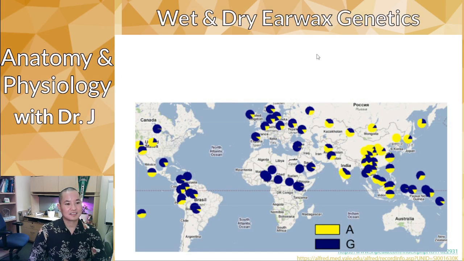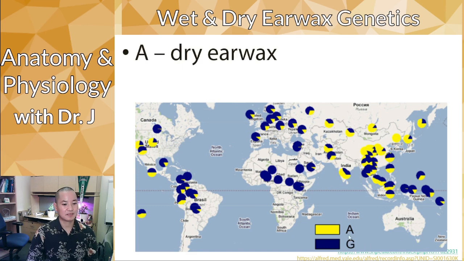And it's also linked to genetics, and different populations have different frequencies of wet or dry earwax. So what we have here is A or G, adenine or guanine. The countries and regions that are yellow are where you tend to find dry earwax. This is very interesting. In South Korea, almost 100% of people have the A, so it would be very rare to have wet earwax in South Korea.